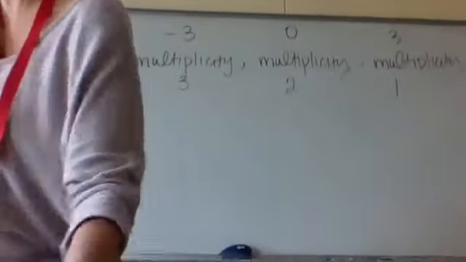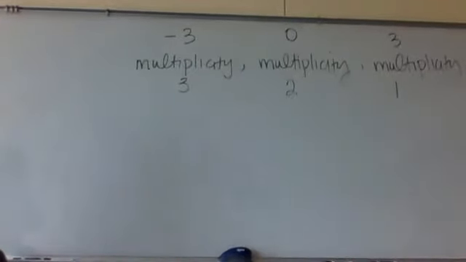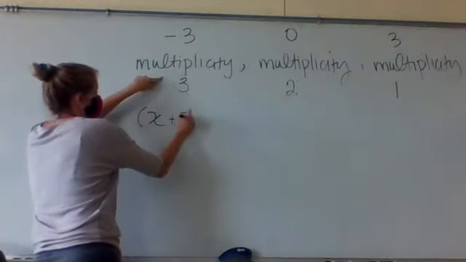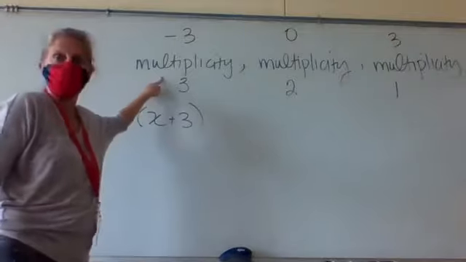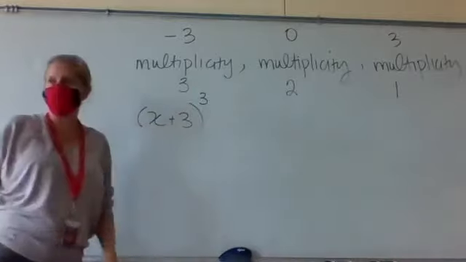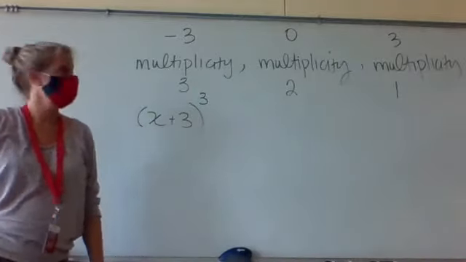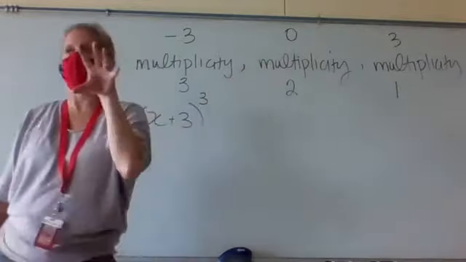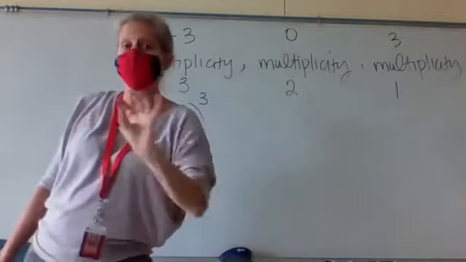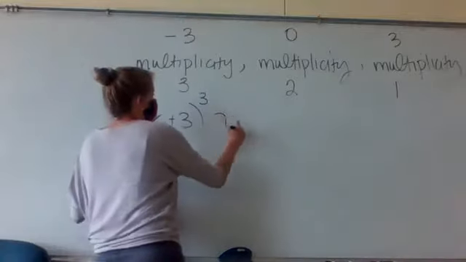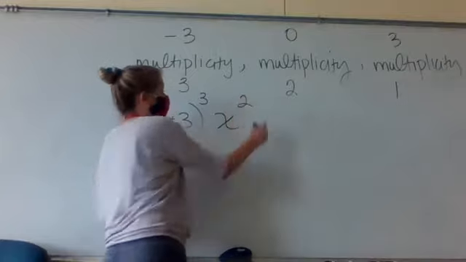So let's see what this is going to look like all written out. If negative 3 is the 0, what factor did it come from? X plus 3. If the multiplicity of this is 3, that means that's where that goes. The next 0 is 0. Where do zeros come from? Just x's, right? I don't have plus or minus anything because the 0 is just 0. So let's see. I have an x, and its multiplicity is 2.